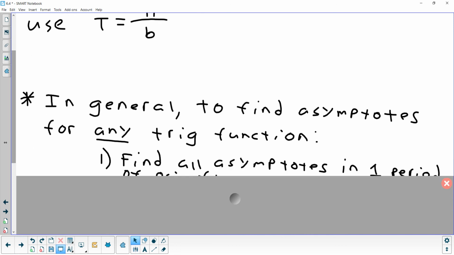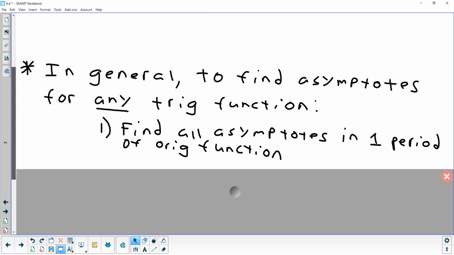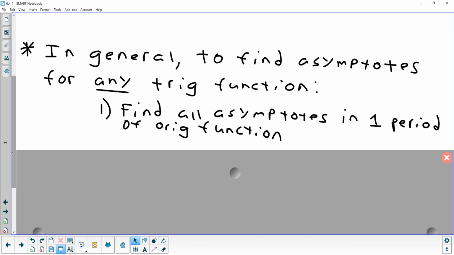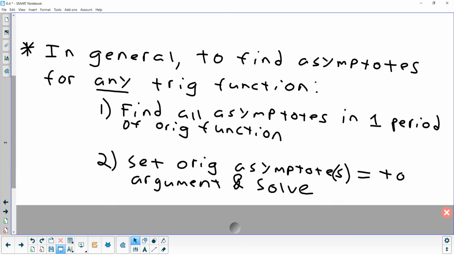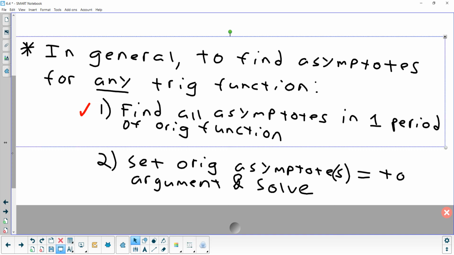And that's why when we want to find the new asymptotes, all we really need to know is 2 things. Where did they start? And we know where they started because I just gave you a table. So go to your table. Look up where the original asymptotes were. So this comes from your table.